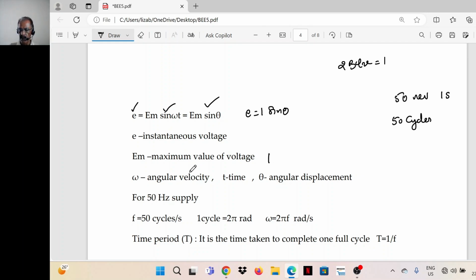Omega is the angular velocity. We calculated it as 314 radians per second, or it is 2 pi f radians per second. Time period is the time taken to complete one full cycle. That's equal to 1 by f. So 50 cycles in 1 second, or time to complete one cycle is 1 by 50 seconds. That is called the time period.